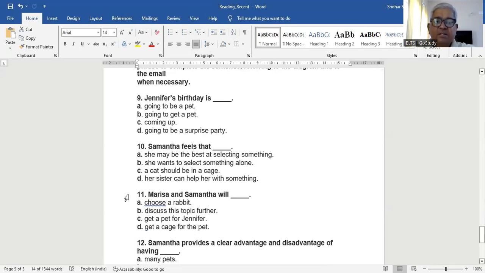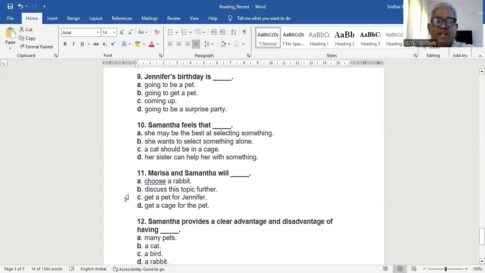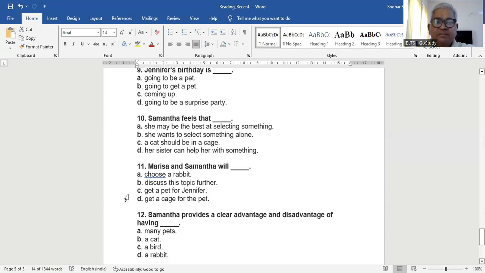Question number 10. Samantha feels that dash A, she may be best at selecting something. B, she wants to select something alone. C, a cat should be in a cage. D, her sister can help her with something. Samantha feels that her sister can help her with something should be the right answer.